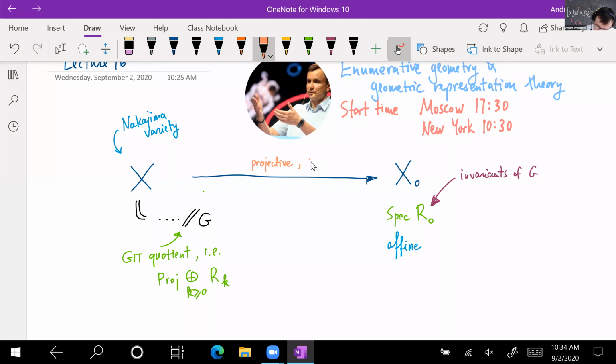And also it's birational onto its image. So this map may not be surjective, but it is generically one to one with its image.